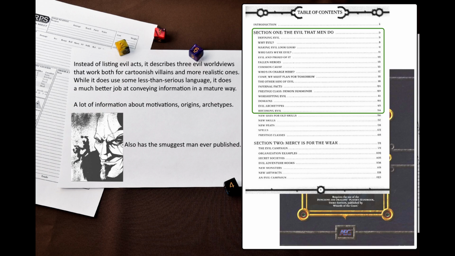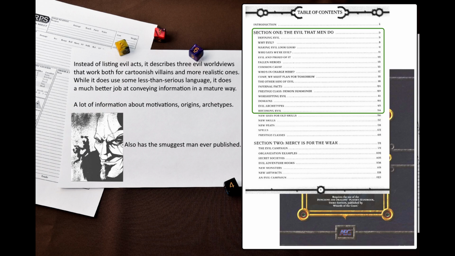Just like the Book of Vile Darkness, this one starts off by defining evil. Instead of listing evil acts, it simply describes 3 evil worldviews that correspond to the 3 evil alignments. While it does use some less than serious language, I found the descriptions much more mature and realistic. They just make sense. Each one of these 3 evil archetypes could work for a cartoonishly evil villain or for a more realistic character.